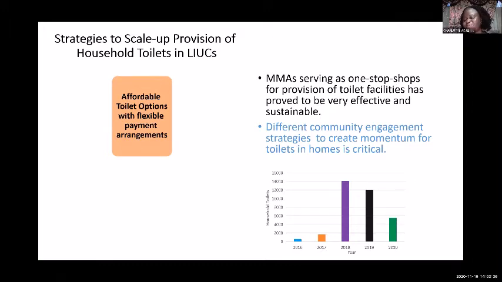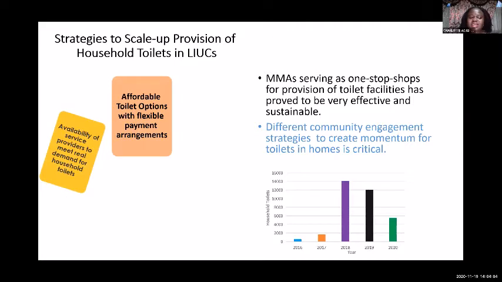Initially, it was not easy. If you look at the graph, at 2016, we were not able to achieve a lot. 2017, we were still struggling. But 2018, that is where we moved to affordable toilet options with flexible payment arrangements. So you can just contribute your $1 or 1 cedi on a mobile platform, and you'll be able to save to own your own household toilet.